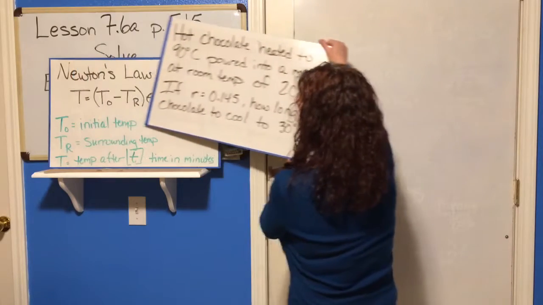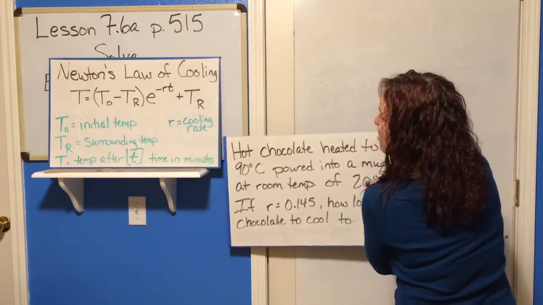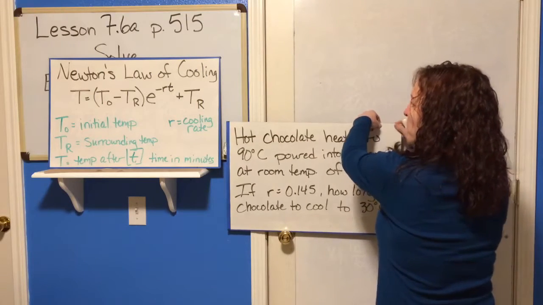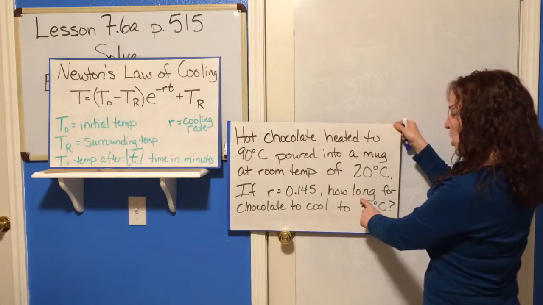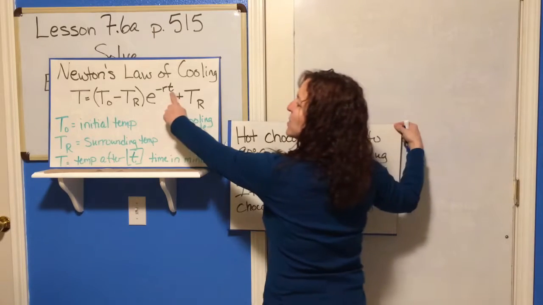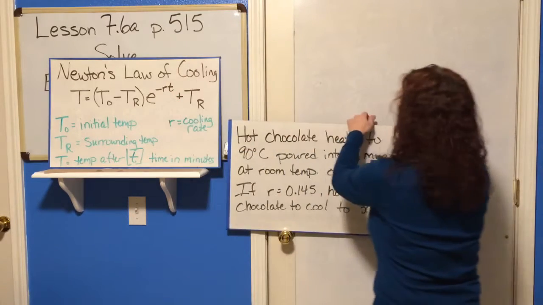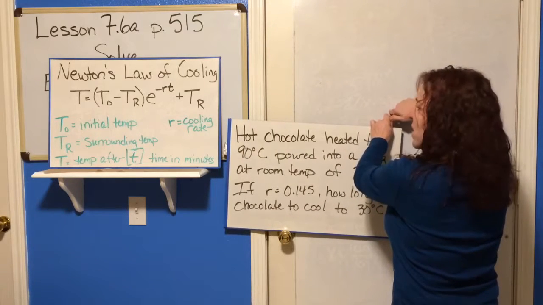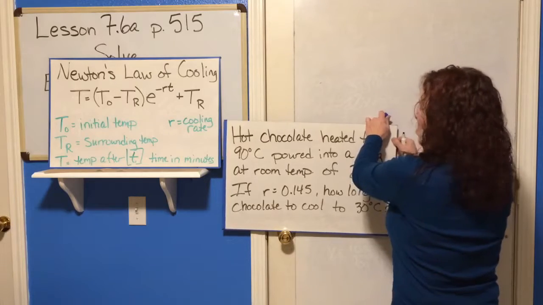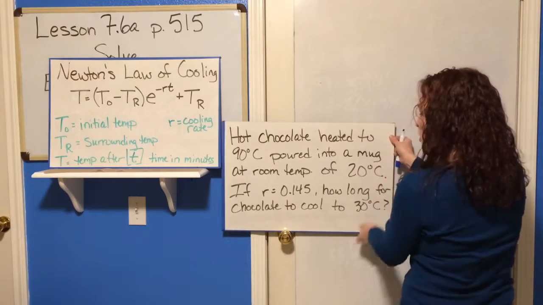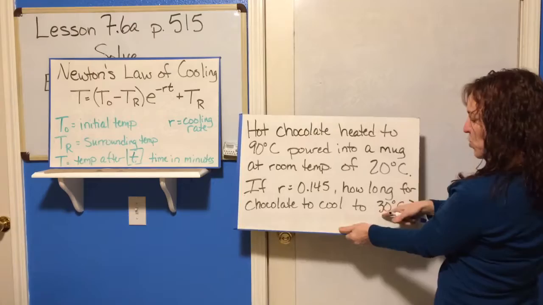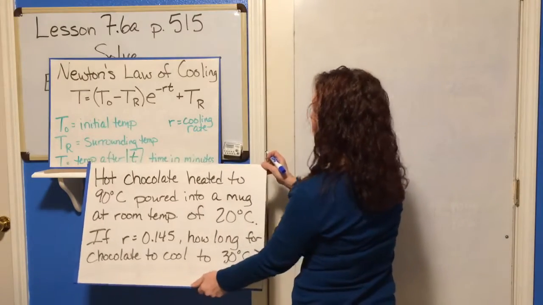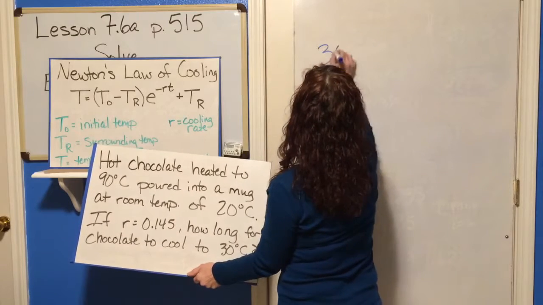All right, so we want to know how long it'll take to cool. So the time is going to be our unknown. Let's see if we've got all the other pieces. Do we have the temperature after it's cooled off? We say how long will it take to cool to 30 degrees? So that's our first T, the 30 degrees. So we're going to put the 30 here.